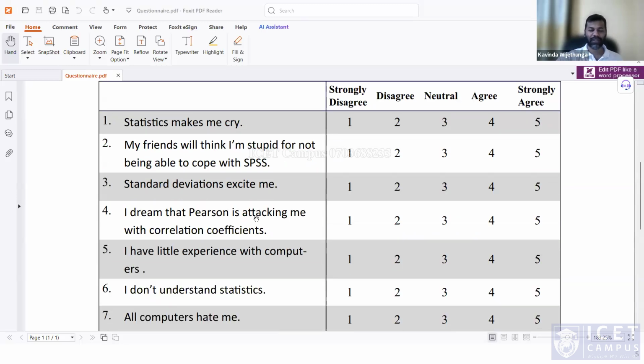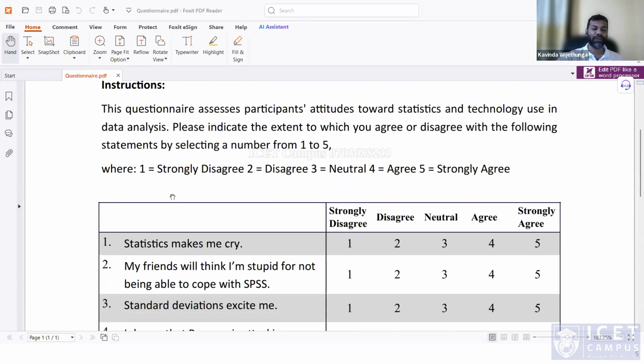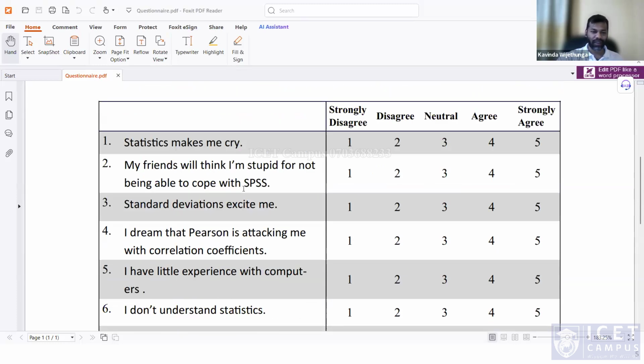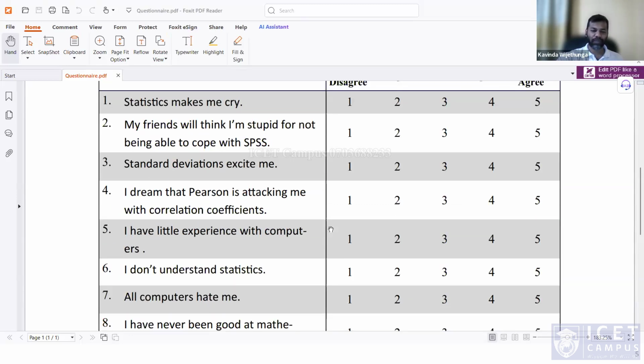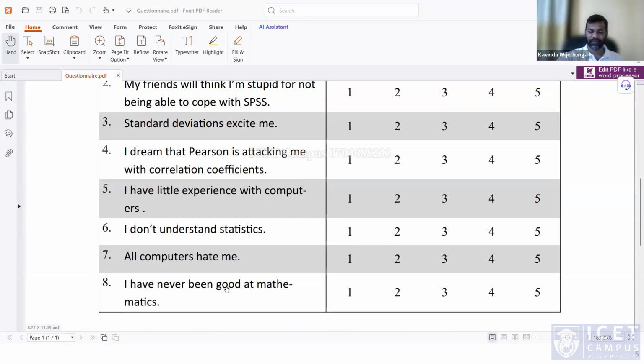Statistics makes me cry. My friends will think I am stupid for not being able to cope with SPSS. Standard deviation excites me. I dream that Pearson is attacking me with correlation coefficients. I have little experience with computers. I don't understand statistics. All computers hate me. I have never been good at mathematics.